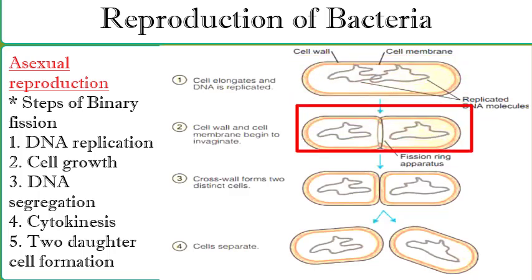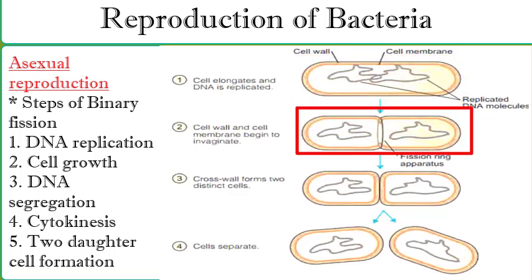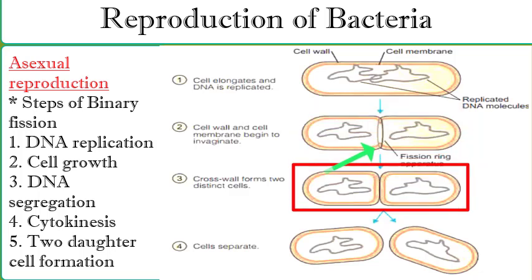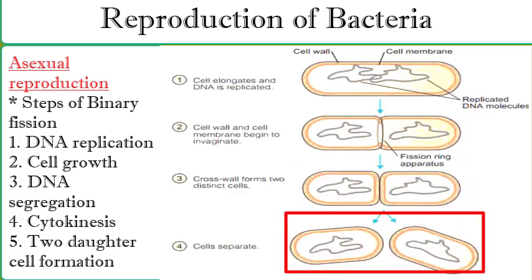The third step here is septum formation. A dividing wall called septum begins to form in the middle of the cell. Then the septum grows inward, guided by a protein ring. The fourth step here is cytokinesis. That means the cell membrane and cell wall fully develop at the septum, splitting the parent cell into two.